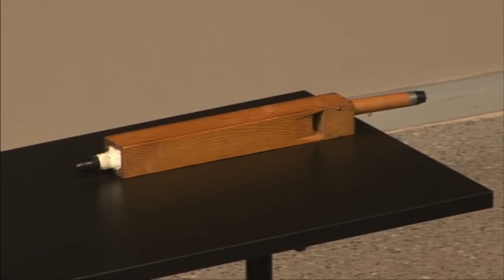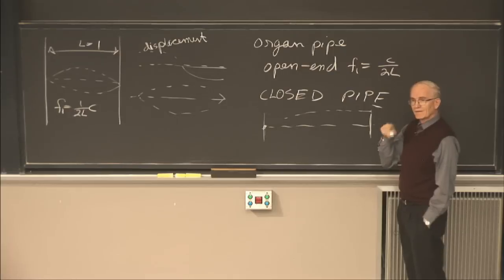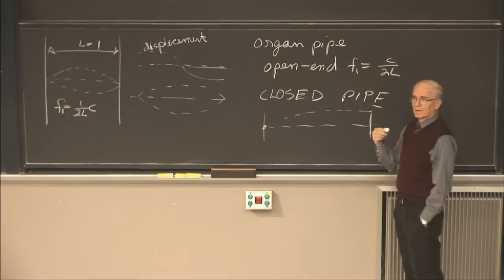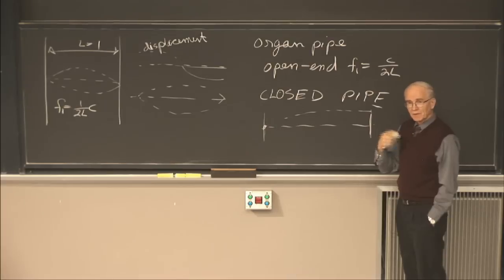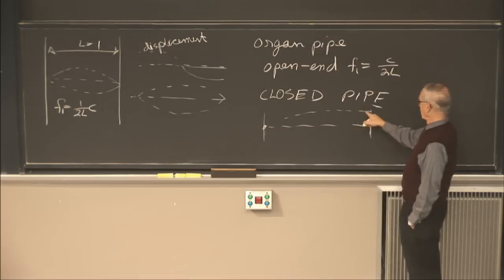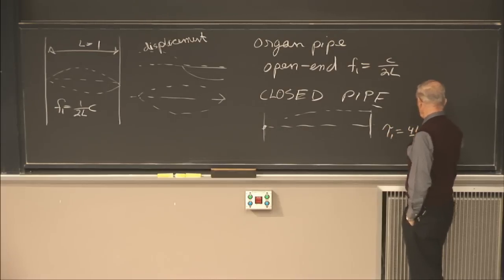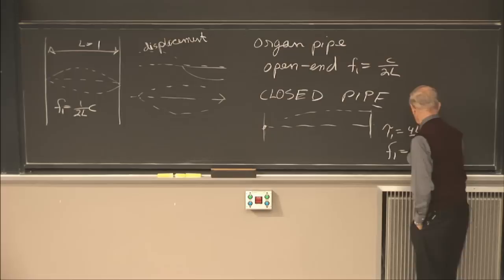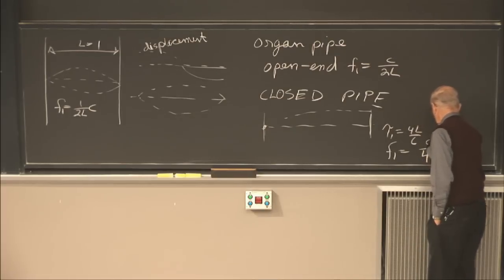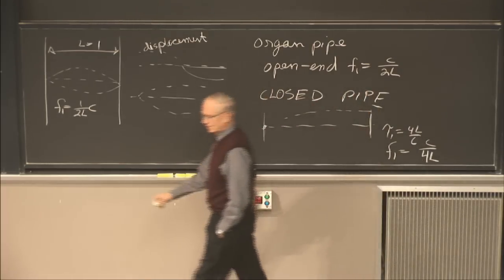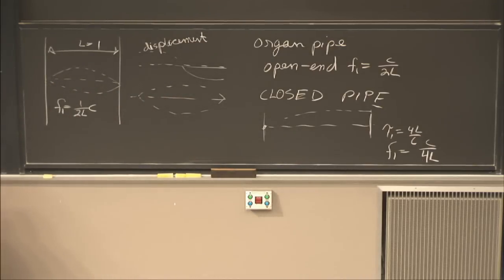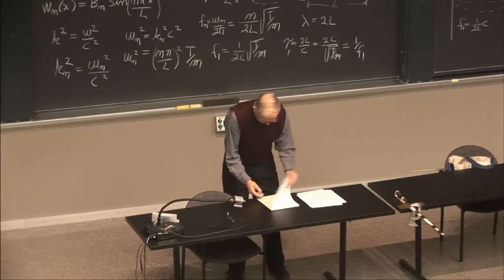How many wavelengths is that? A quarter. And so the length of time it takes for the thing to go through one complete period is going to be 4L over C. Half the frequency of the open pipe. Okay, so the wave equation is really quite powerful. Governs lots of things.